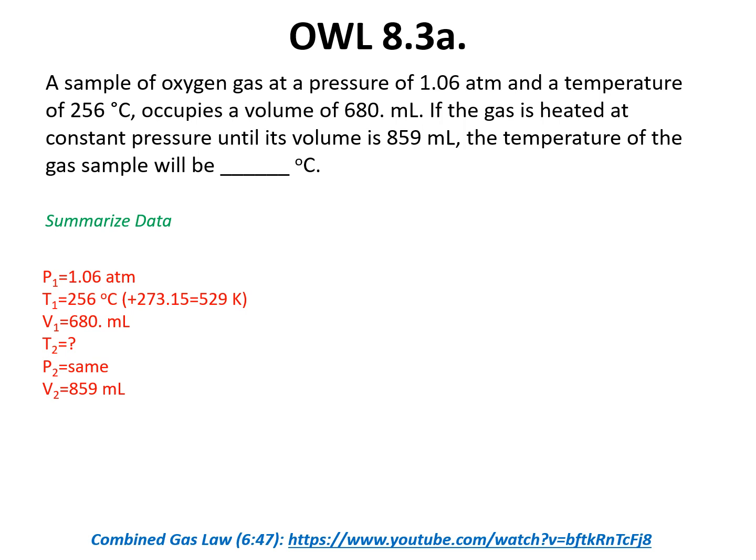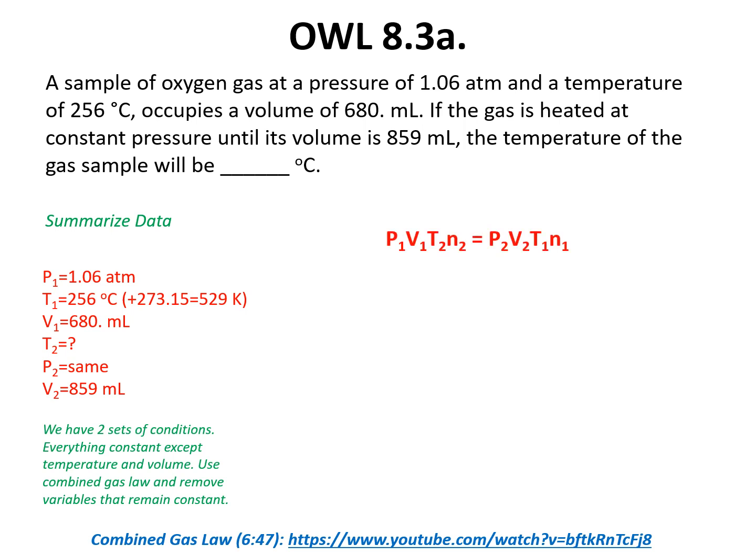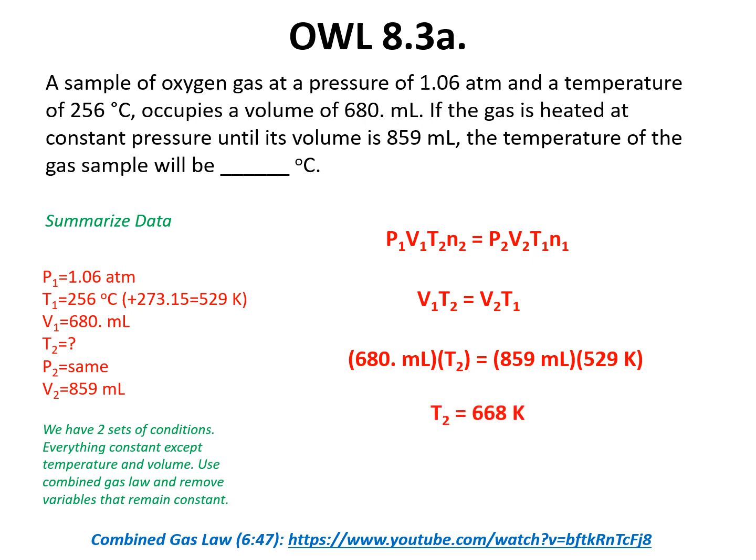We had pressure remaining the same, so we will be using the combined gas law, but we won't need moles or pressure. So it will simplify to V1 T2 equals V2 T1, plugging in the values from my table. A common mistake that students make is they might get the first volume and the second volume swapped, or the first temperature and the second temperature swapped. And that's where writing that little table of your summary data is going to be helpful to avoid those types of errors. So in this problem, we calculate our temperature to be 668 Kelvin.